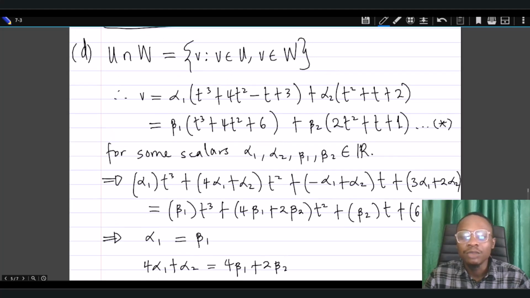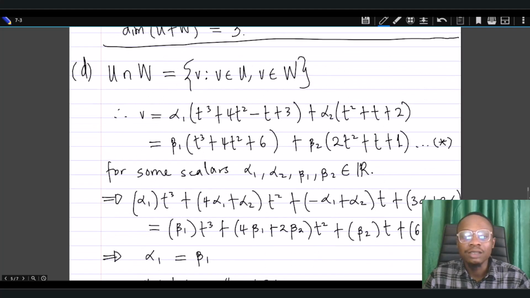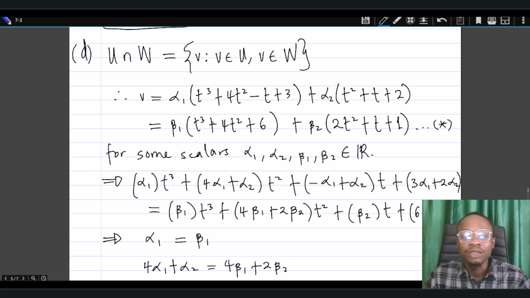For instance, from what we have just obtained, we have seen that beta 1 is k, beta 2 is k. So if we substituted k here, we would have this to be k into t cubed. Okay, there's no t cubed here, that will be t cubed. Then this will be k for both of them. So this will be 4t squared plus 2t squared, that is 6t squared.